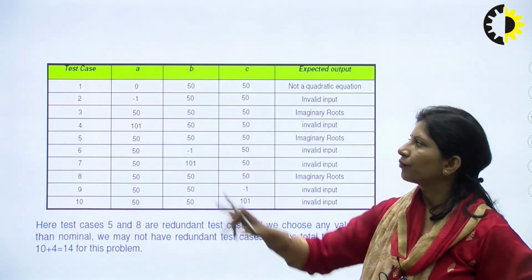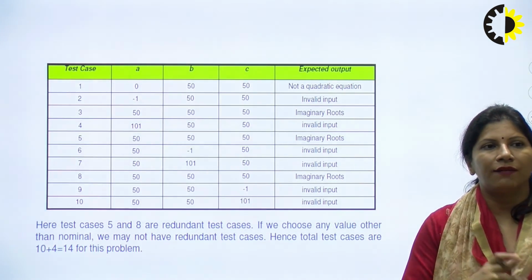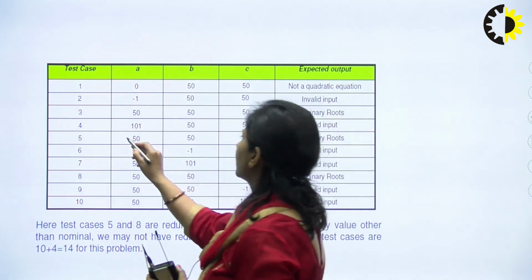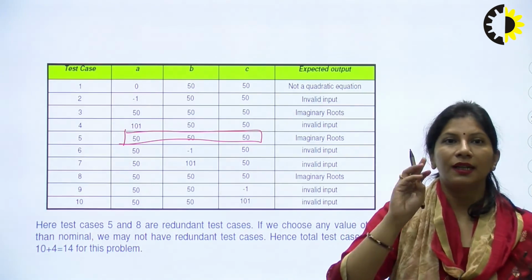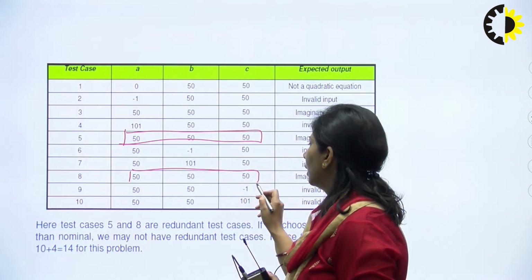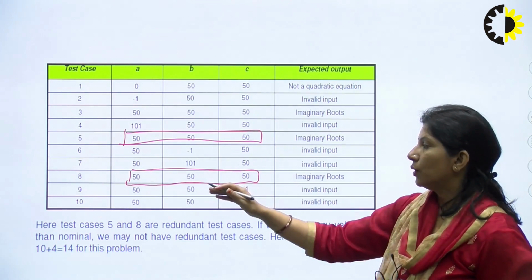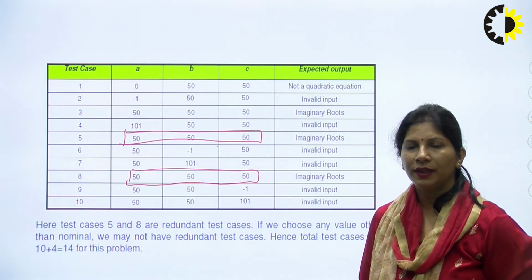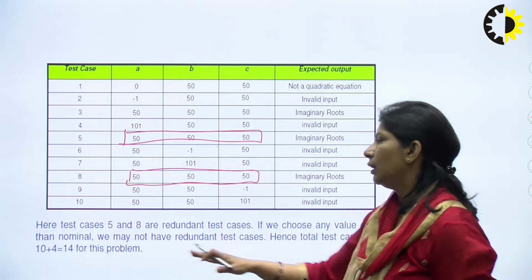test cases, here 1 to 10, and previously we had the 4 test cases. Now what we have seen here is that this particular test case is repeating, 50, 50, 50 again and again. For A, B and C, we will use any value between 0 and 100. Then we find these two test cases are redundant, so we will remove the redundant ones and use only one test case. If we choose another value than the nominal, we may not have the redundancy.